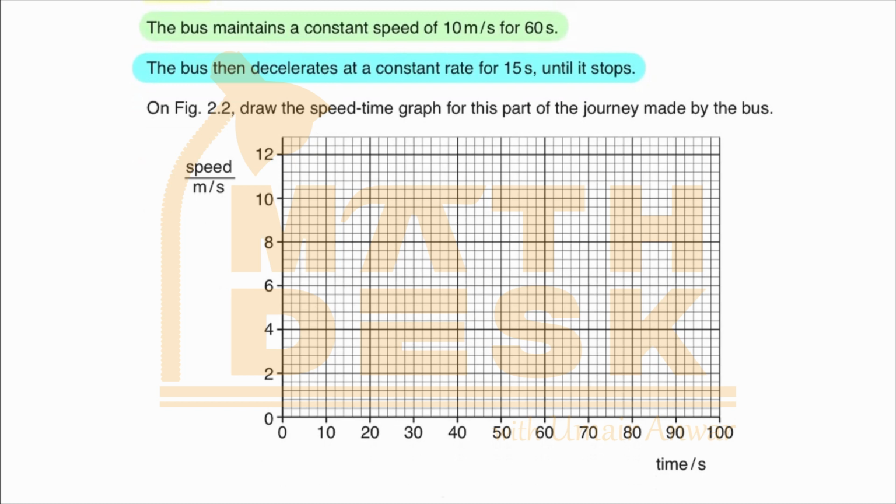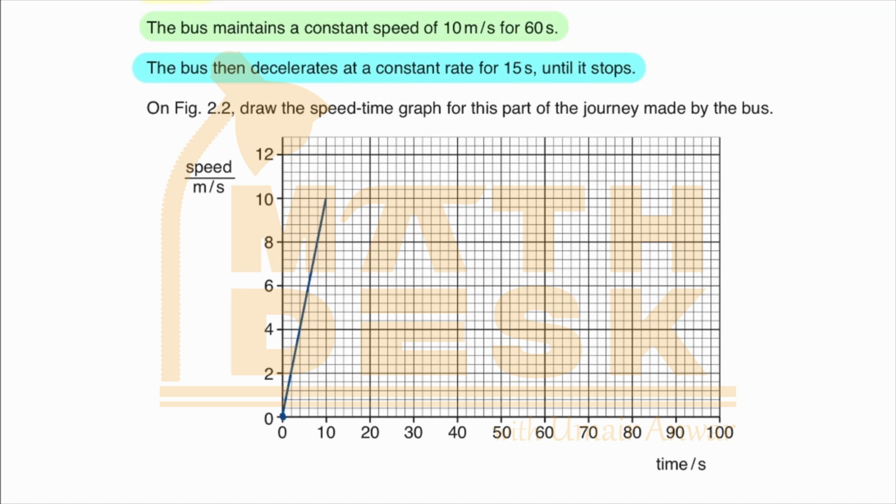So in the first part, we would be starting from origin. So the first point is here, and then we would reach a maximum speed of 10 meters per second in 10 seconds. So another point would be marked over here. So I'm drawing a straight line since it is a constant acceleration part. So the gradient of the speed time graph would be constant.